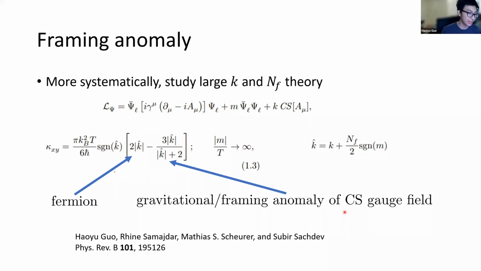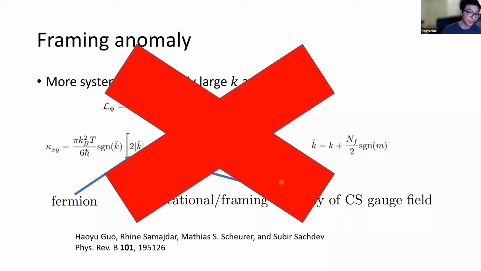Yeah, so far everything seems pretty nice, because this theory explains why kappa xy can be negative, and it also has the same order of magnitude as the experiment, up to a factor of two. But as some of you may know, later this theory turned out to be not that good, because there are some new experiments which prove that this is actually due to phonons.